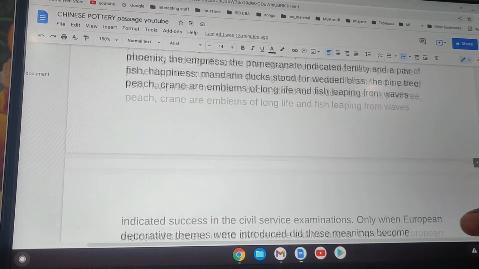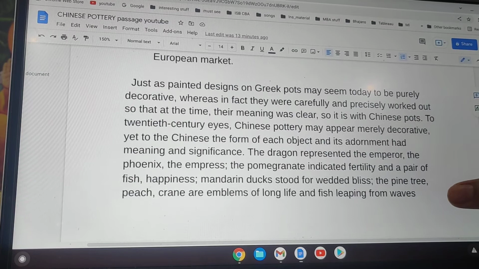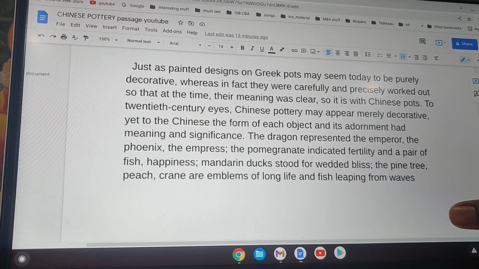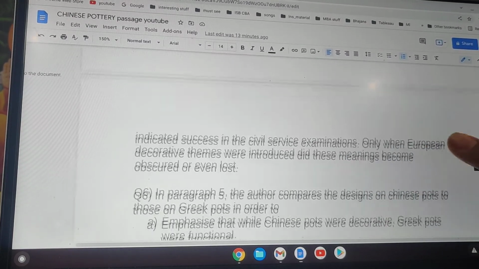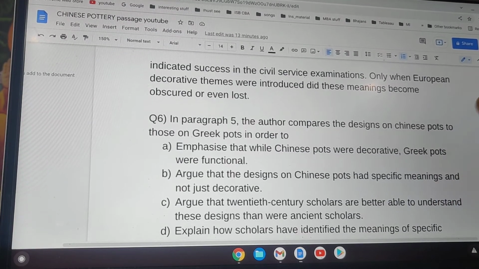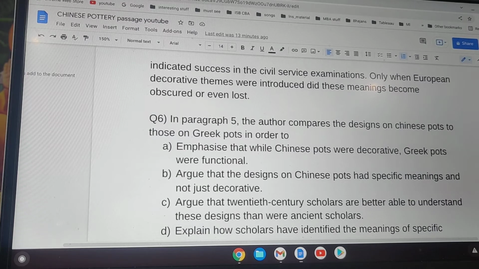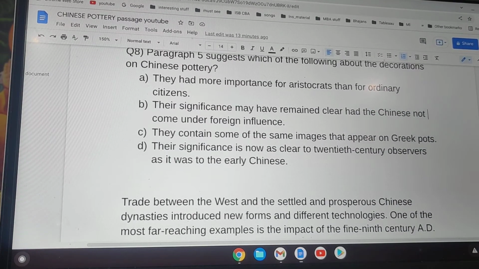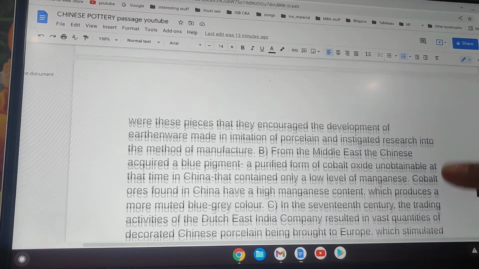Now if we read, we do not find anything about the aristocrats or that of the normal citizens. That means they were obviously very clear that they had not been influenced, of course. And if we read the last line, "Only when the European decorative themes were introduced, these meanings became obscured or even lost." That means when the Europeans introduced their themes, that was lost. That means Chinese were not under the influence of any foreign countries. That means they had produced on their own. That means our option is B. Okay, I hope that's quite clear.